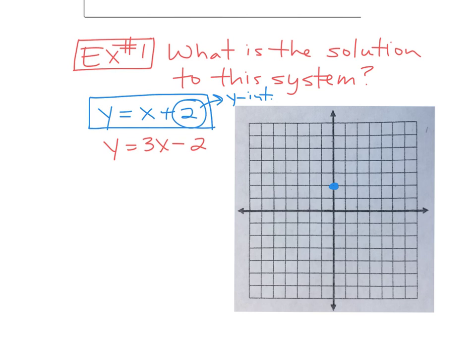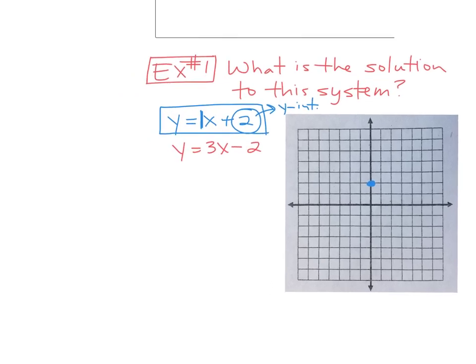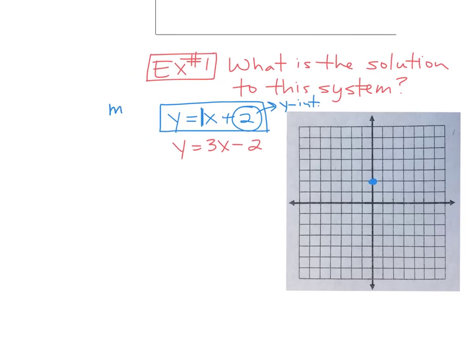Then you plot your slope from that. What is the slope of that blue line? What's in front of the x? Essentially there's a 1 there, right? So even though the 1 isn't there, it's 1. That means my slope for this line is 1. My y-intercept for that line is 2.